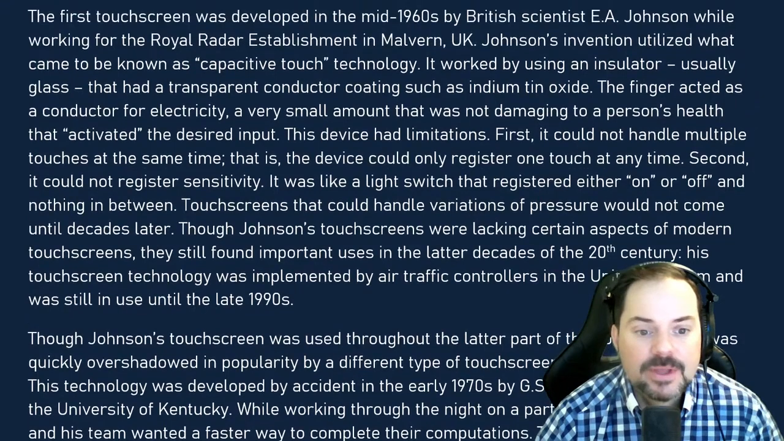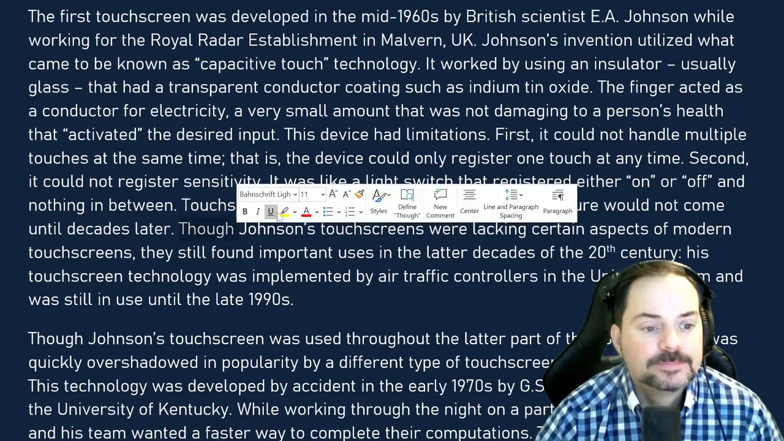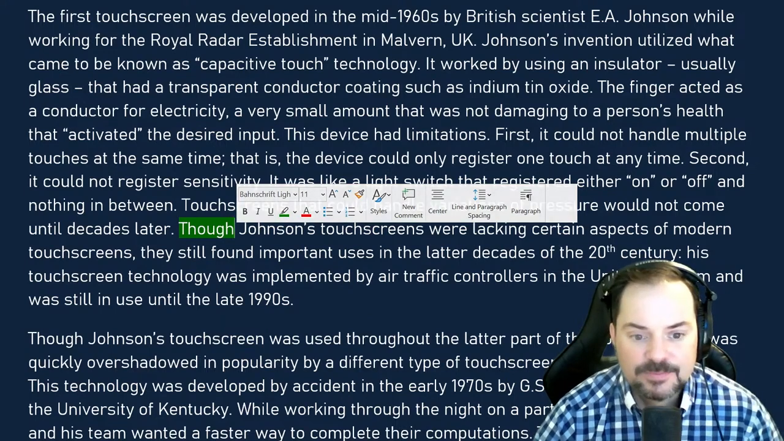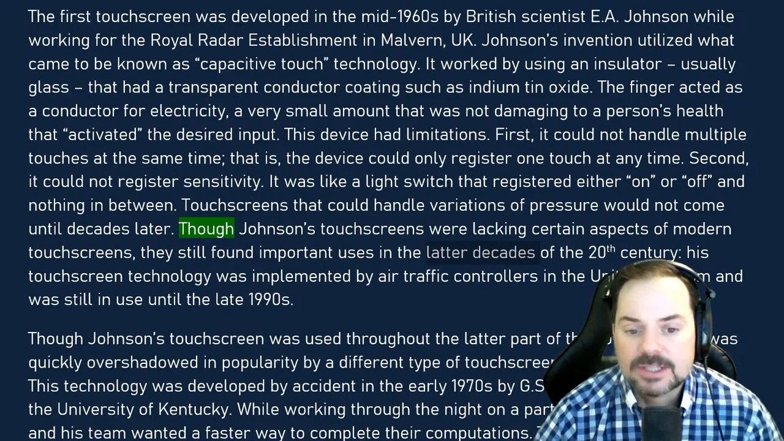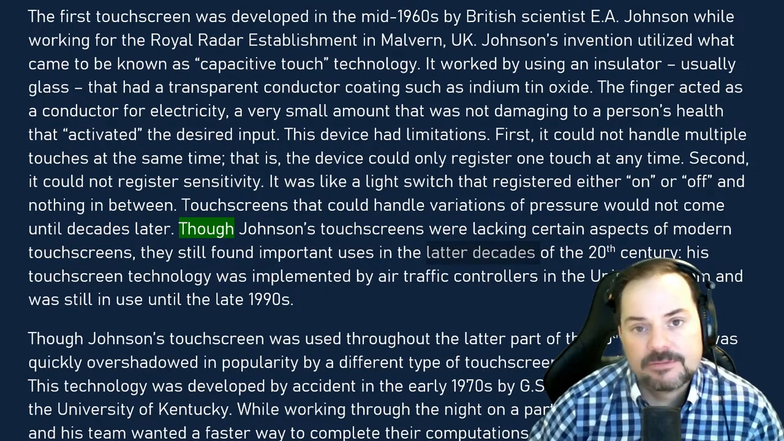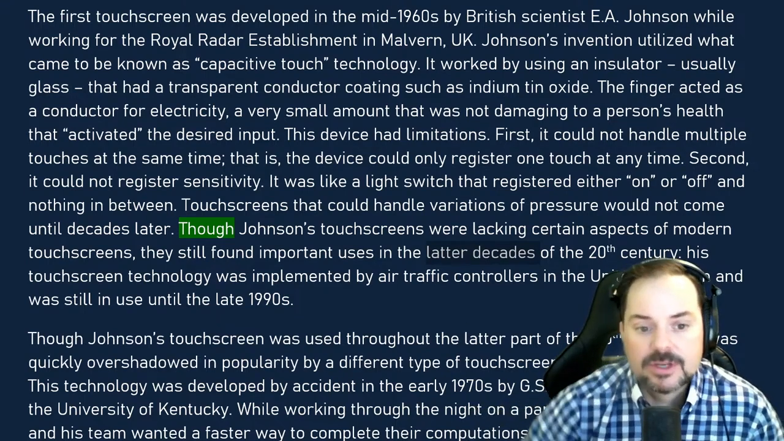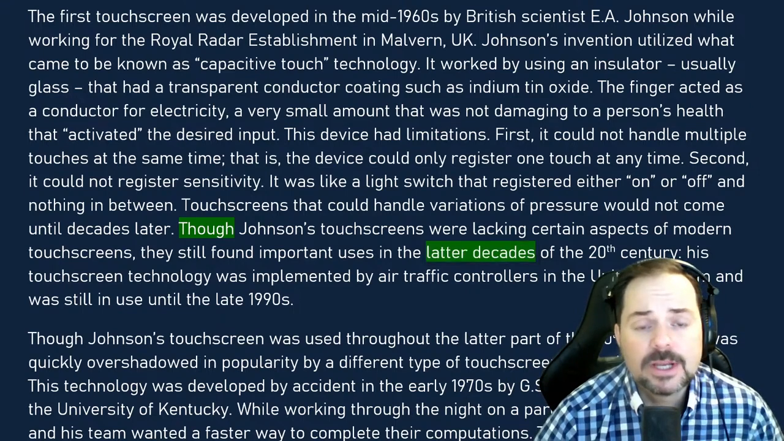And was still in use until the late 1990s. Okay, nice, good. All right, just a couple of pronunciation words here, Amra. Though. Though Johnson's touchscreens. Okay. Latter decades. It's not later. It's latter decades. Yeah, because of the two T's, it's latter decades. The latter decades means from the 1950s all the way to the 2000. So that's the latter decades. Okay, good.